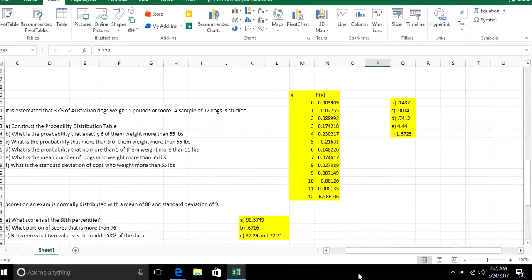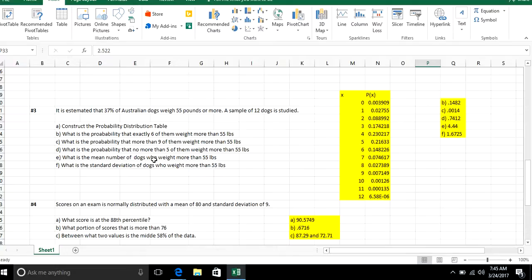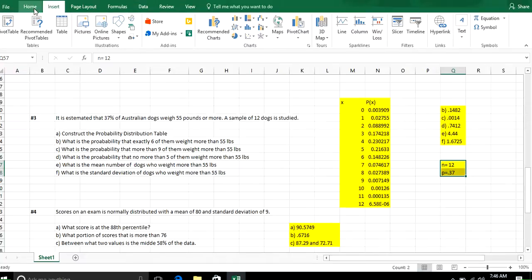All right, and this is question 3e. So n times p. So let's go put the n. Our n is the number in a sample. So 12 is our n. Let's just switch to that. N equals 12. P equals, our probability is 37%. So let's put that in decimals. We can take these colors off.